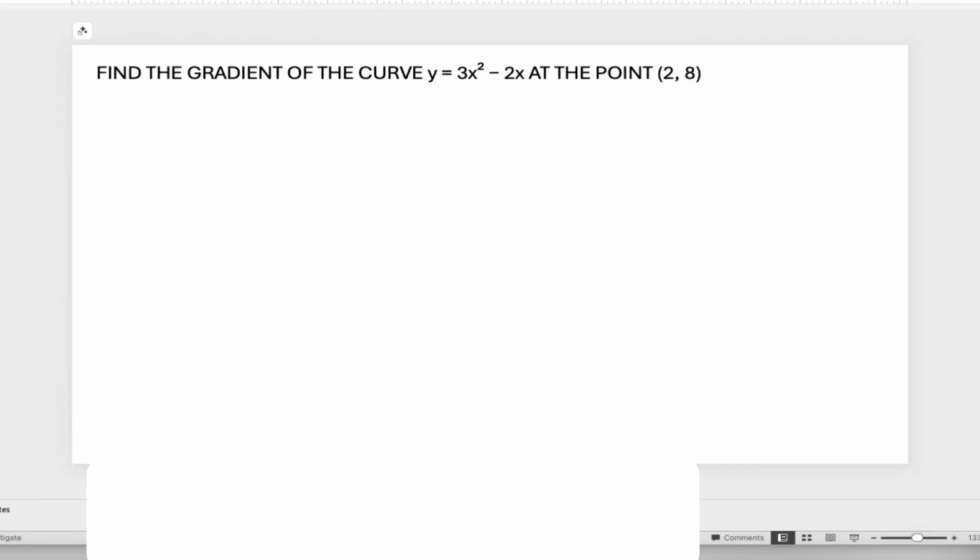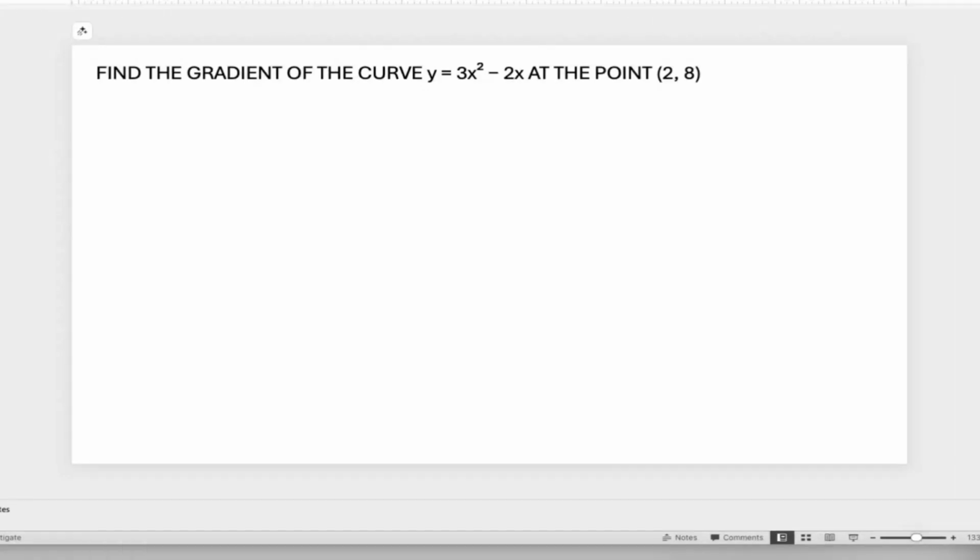Find the gradient of the curve y equals 3x squared minus 2x at the point 2, 8. So they give us the exact point. Any ideas? How can we go about solving this question? So what we are going to do first is we are going to find the derived function.